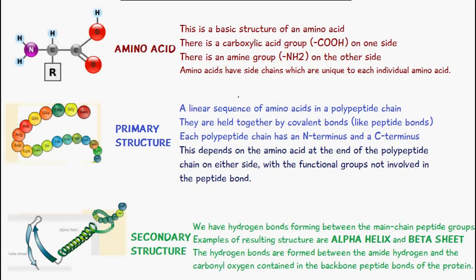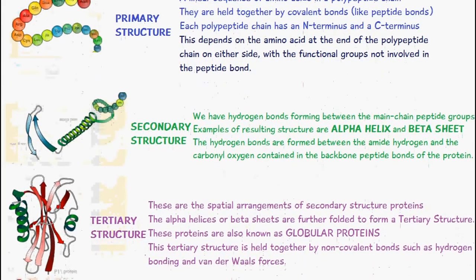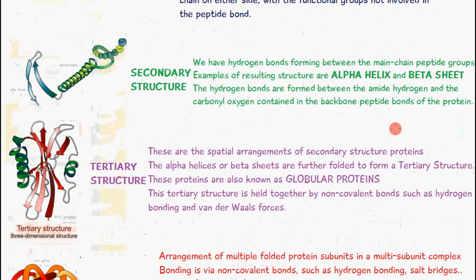Moving on from the primary structure, we have the secondary structure of a protein, and we have hydrogen bonds forming between the main chain peptide groups. Examples of secondary structure proteins are the alpha helix and beta sheet. You can see here we have the alpha helix and here are the beta sheets. And we have hydrogen bonds which are formed between the amide hydrogen and the carbonyl oxygen, which is in the backbone of the polypeptide chain.